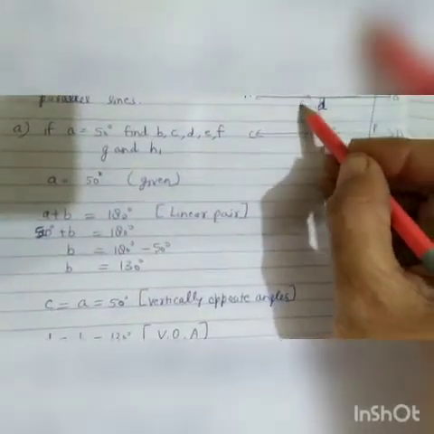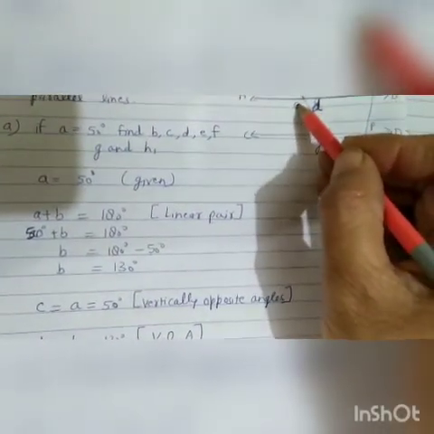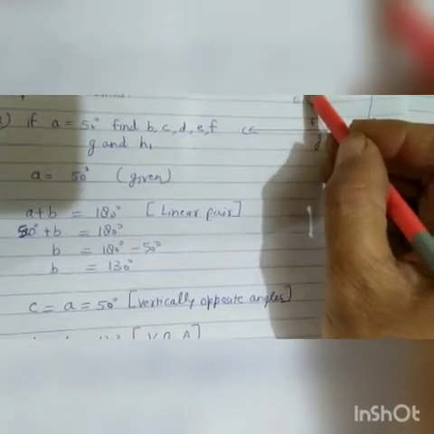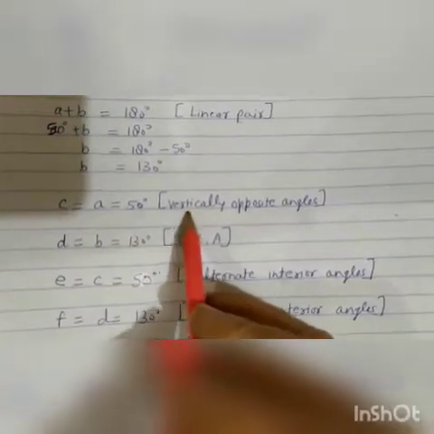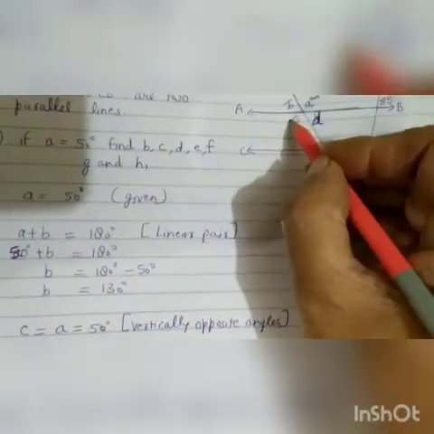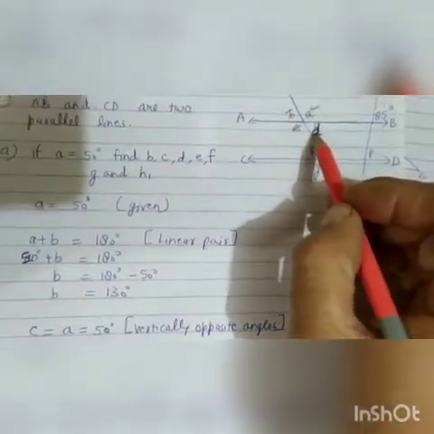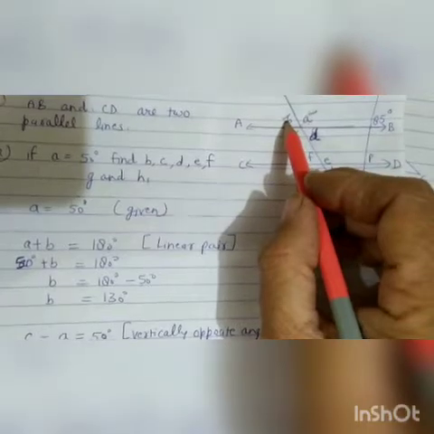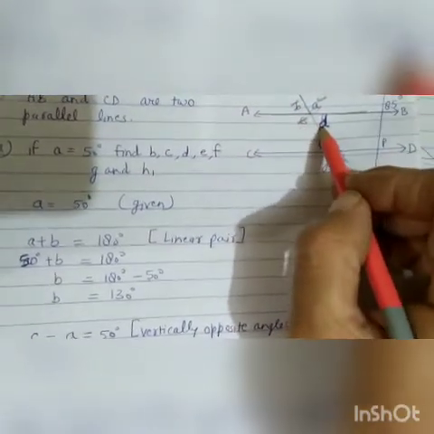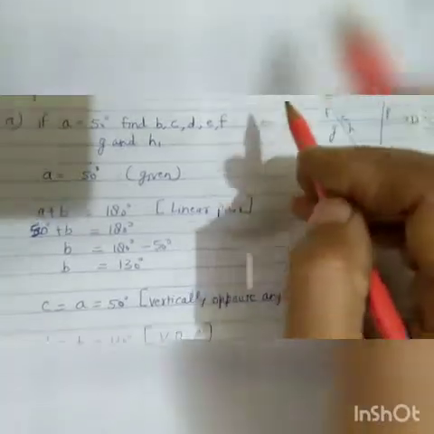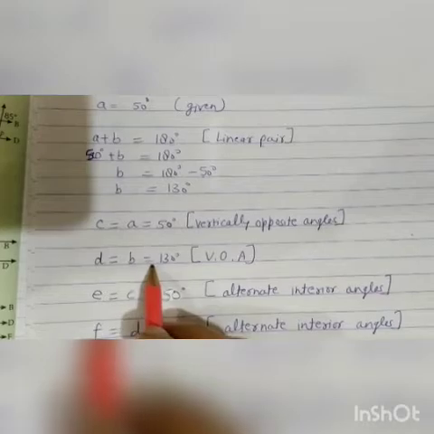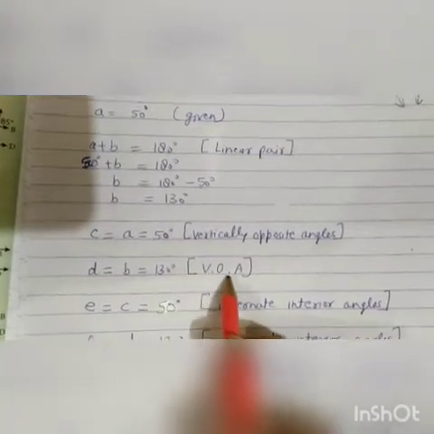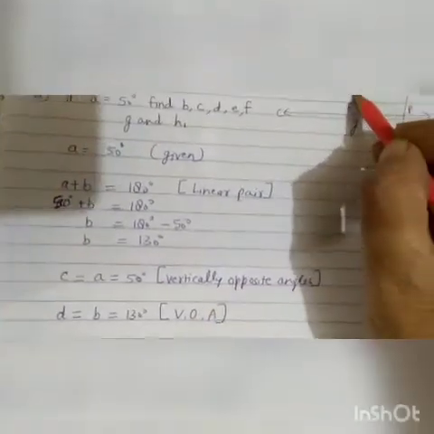Now C. A and C. Both these angles are opposite to each other. So angle C and A are equal. These are vertically opposite angles. We can write C is equal to A, equal to 50 degrees, vertically opposite angles. We have found C also. Now we can find angle D with the help of B. D and B are also vertically opposite angles. B we have found, 130 degrees. So D is equal to B, equal to 130 degrees. It is also vertically opposite angles. We have found D also.